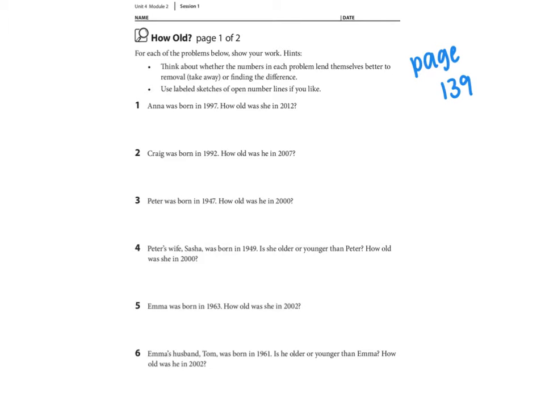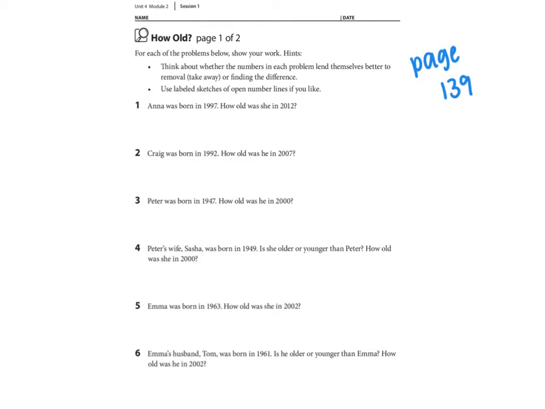Today's math assignment comes from your math book on page 139, and it is titled, How Old? For each of the problems below, show your work. Then it gives you some hints. Number 1, think about whether the numbers in each problem lend themselves better to removal, takeaway, or finding the difference. Use labeled sketches of open number lines if you'd like.